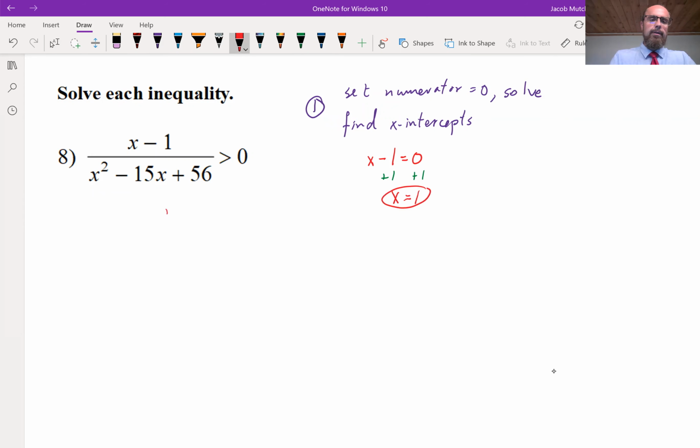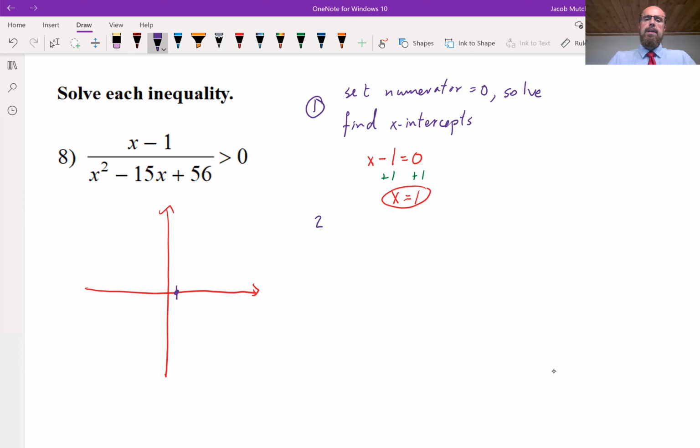So just like we did in the previous example, I'm going to start graphing this function with an emphasis on the x-intercepts and also the asymptotes. So here's 1. And I'm going to just mark that on the graph. That is where I have a 0. So the graph passes through the x-axis at 1.